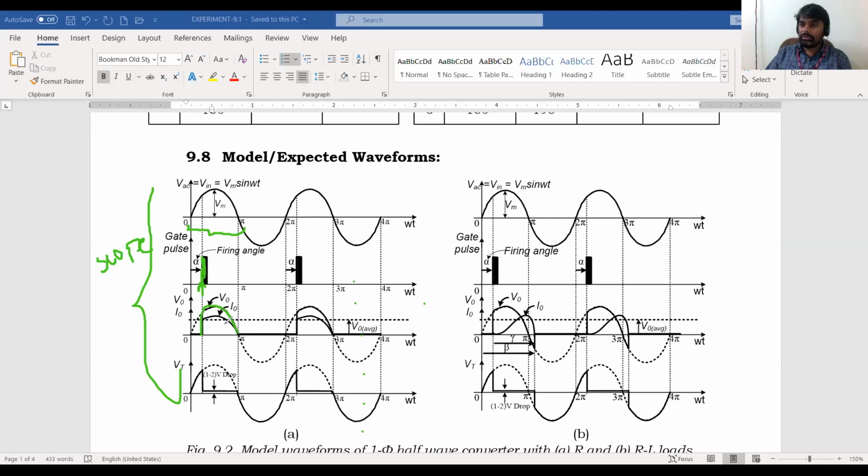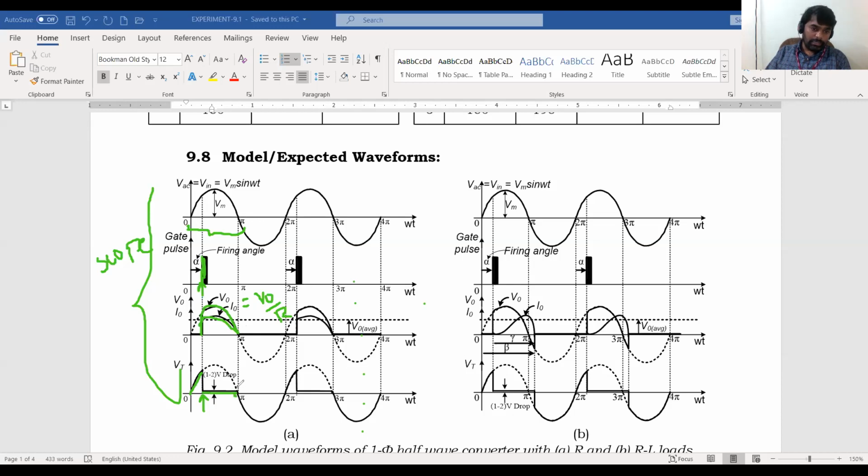Since the load is resistive, the current and the voltage are in phase. The output current I can write as output voltage divided by resistance, so only the magnitude differs, but both voltage and current are in phase. For omega t equal to alpha onwards, the thyristor is in conduction state, so the voltage across the thyristor is 1 to 2 volts practically. Ideally, you should get 0. And during alpha, it is blocking a forward voltage because we are not applying the triggering pulse to the SCR. The SCR will be in off state, and it has to block the forward voltage.